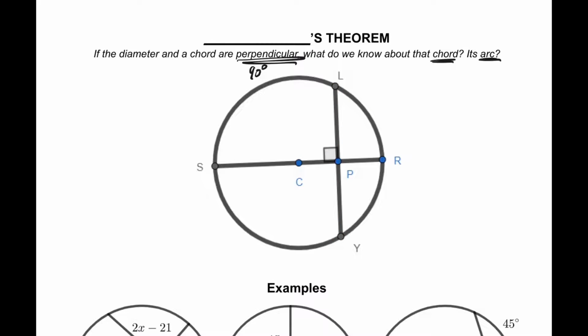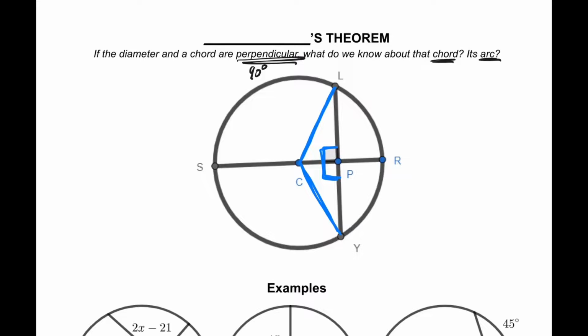Okay. So what can we draw about this? You guys try and do this on your own. I encourage you to pause the video and try and do this on your own. Okay. What we want to know about this chord LY, we can draw another triangle just like we did last time, right? So I'm going to draw a triangle right here. This is the hypotenuse right here. This triangle right here. And I know this is 90 degrees by supplementary.